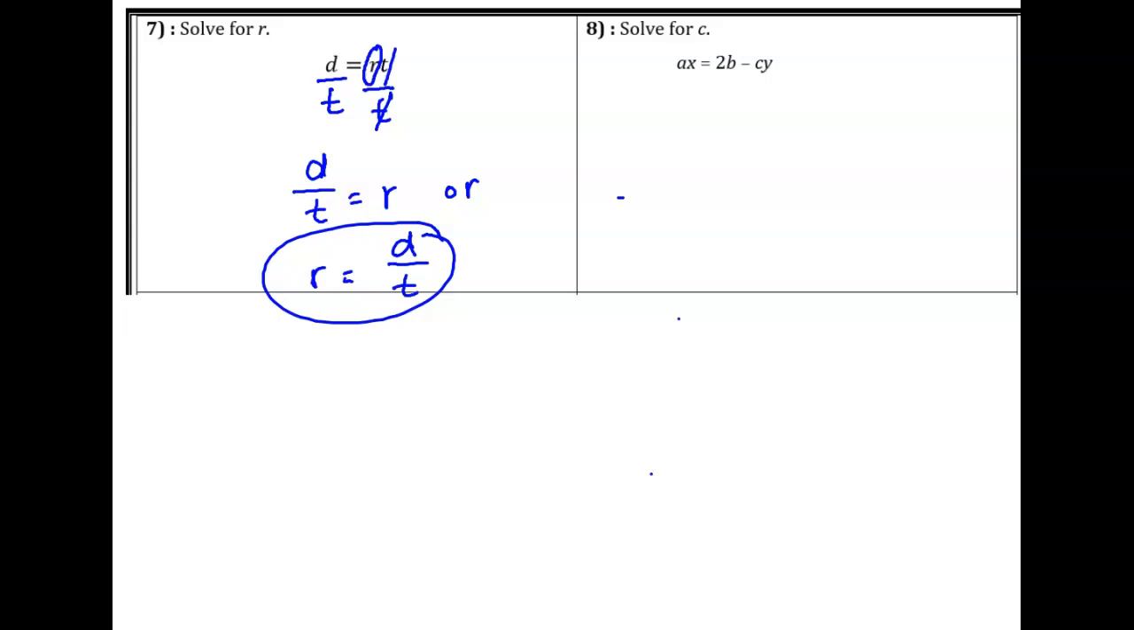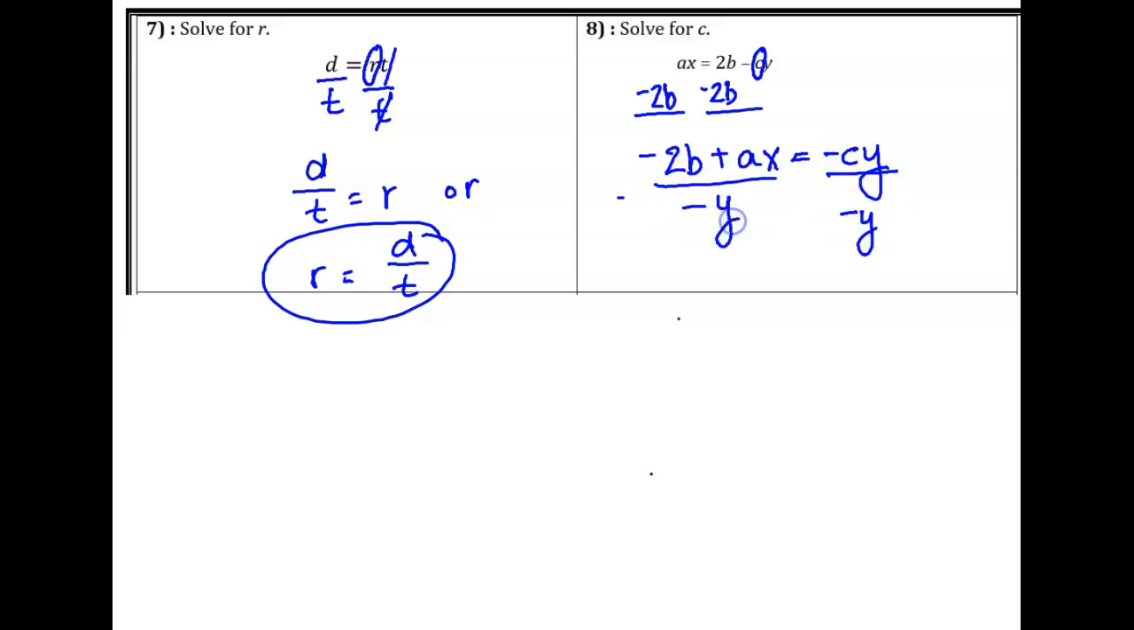All right, number 8, we are solving for c. Okay, so we've got our c. In this case, we've got the other term 2b. So the first thing I want to do is bring the 2b to the other side. So I end up with negative 2b plus ax is equal to negative cy. Don't drop the negative, that's already there. We didn't change that. Now we're solving for c, so since we're multiplying a negative 1 times c times y, we're going to divide both sides by a negative y.